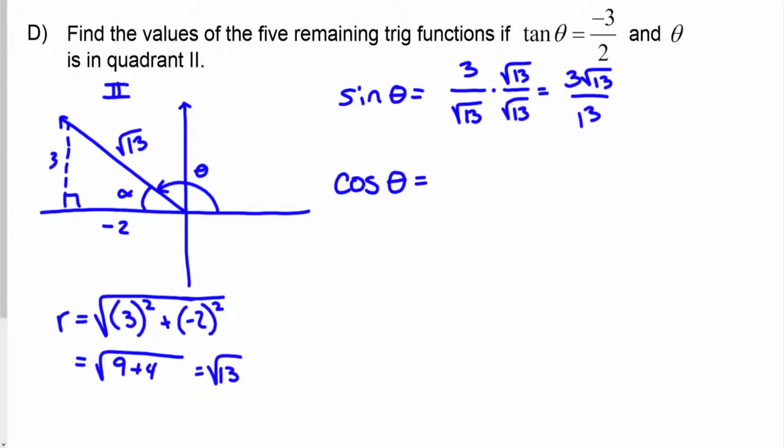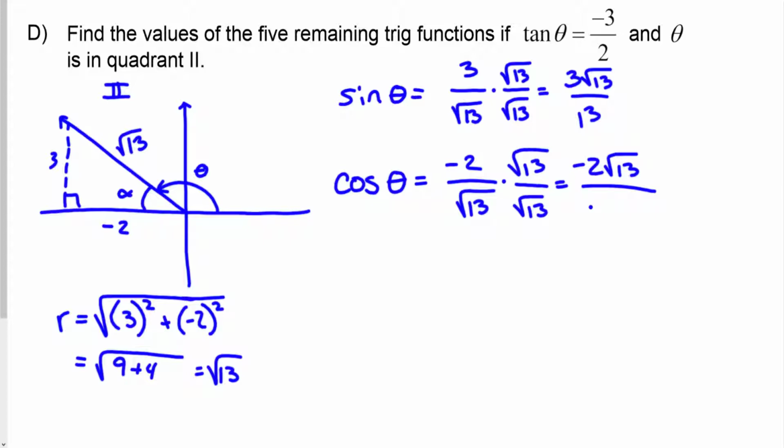All right, cosine theta. Cosine is the adjacent side over the hypotenuse. So the adjacent side of this triangle from my observed angle is -2 over root 13. And I'm going to have to do the same thing to rationalize here. So -2 root 13 over square root of 13 times square root of 13 is just 13. All right, I've already got tangent.